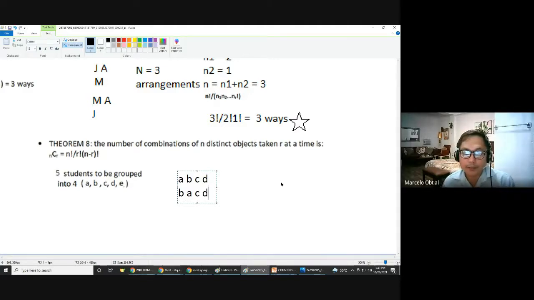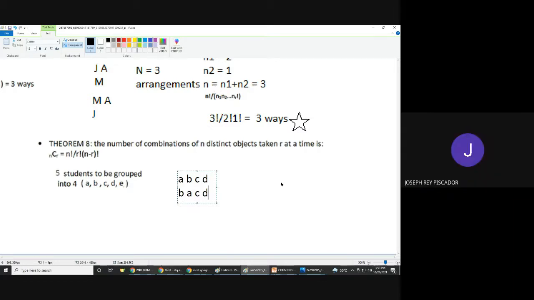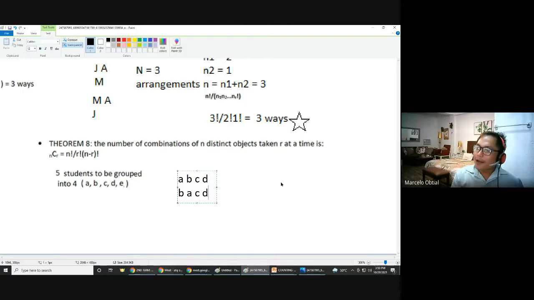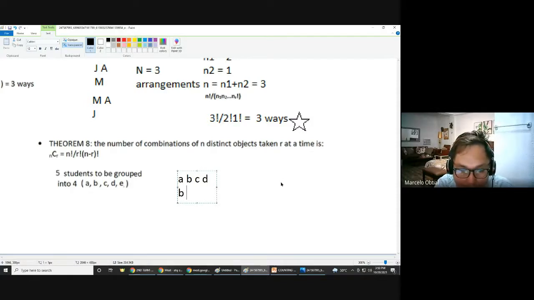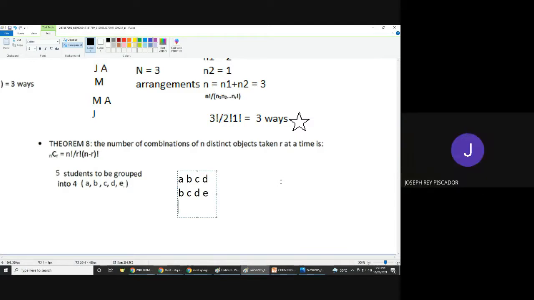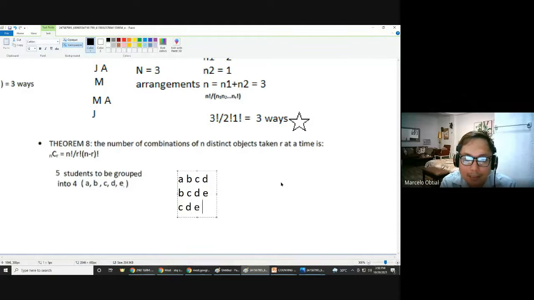A, B, C, D. Okay, Joseph, this is by group. A group consists of persons A, B, C, D, and you're comparing that with the group consists of B, A, C, D. Are they the same? Yes, sir. So, hindi dapat siya counted. Arrangement is not important. Next, please. B, C, D, E. Okay, very good. That's the second one. Next. C, D, E, A.